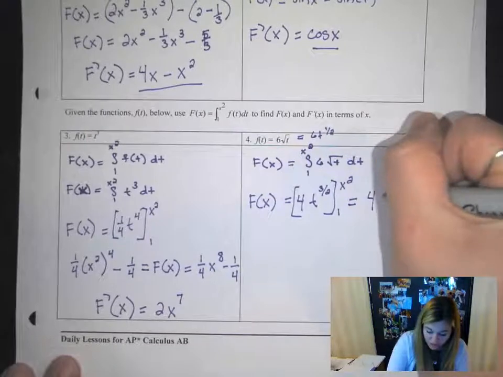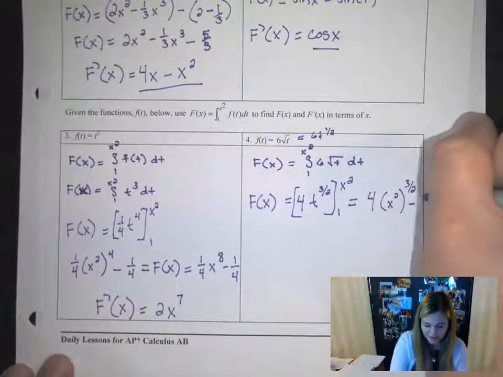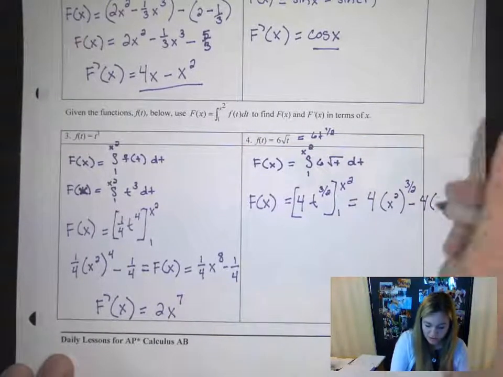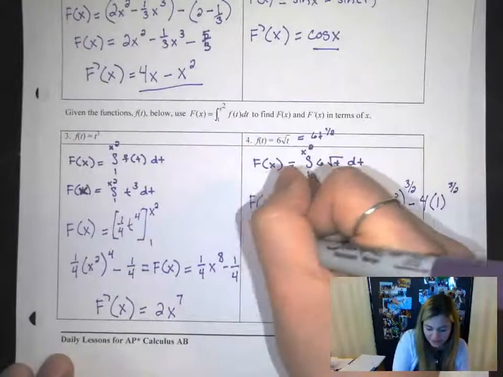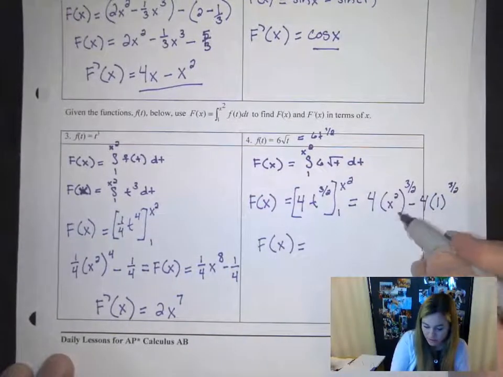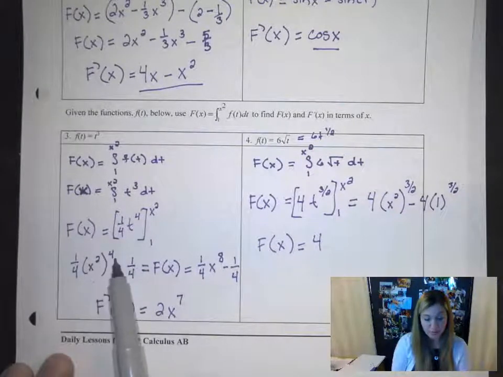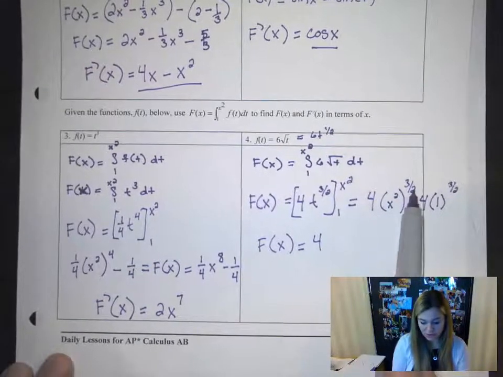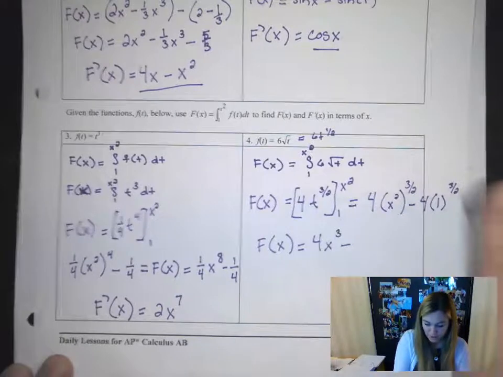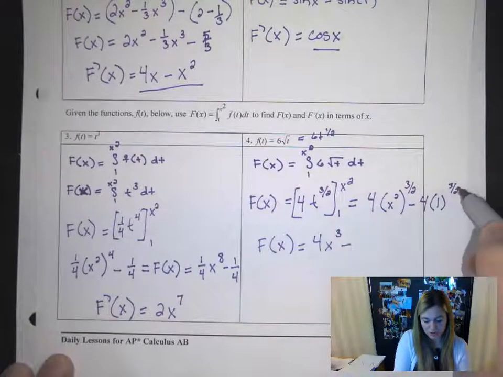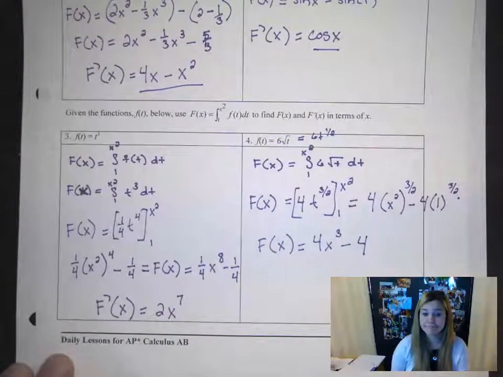I'm going to put in 4 times x squared to the 3/2 power. Looks funny, but that's okay. Again, minus 4 times 1 to the 3/2 power. So that means F of x, if I simplify this, I would have 4. Remember what I did over here, where I had an exponent raised to an exponent and I multiplied? Same thing over here. 2 times 3/2 would just be 3, so this would be x to the 3rd power. 1 to the 3/2 is 1 cubed, which is just 1, square root of that, which is just 1. Take the derivative.